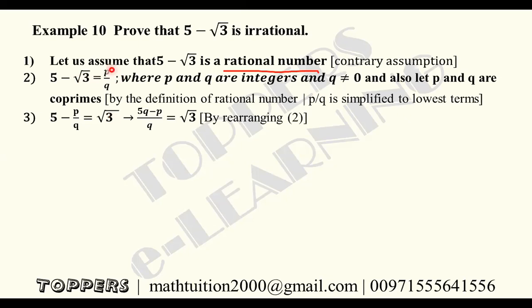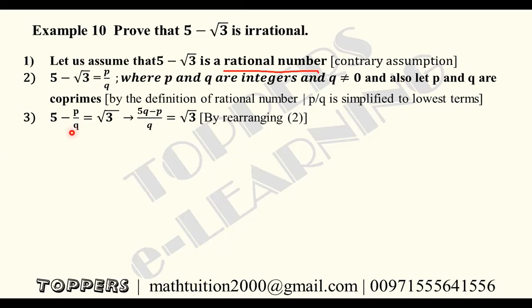And p by q we are taking to the left side. So plus p by q, when you take it to the left side, becomes minus p by q. So this equation can be transformed to 5 minus p by q equal to root 3. This gives (5q minus p) by q. How will you get this one?